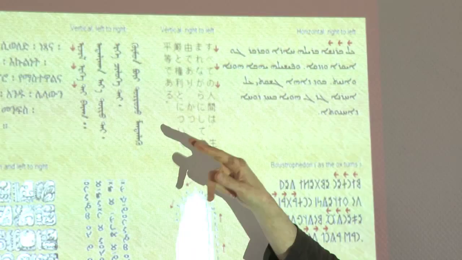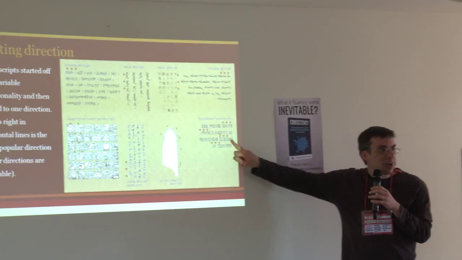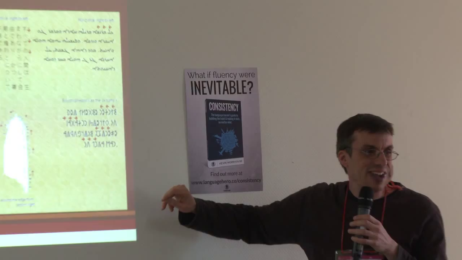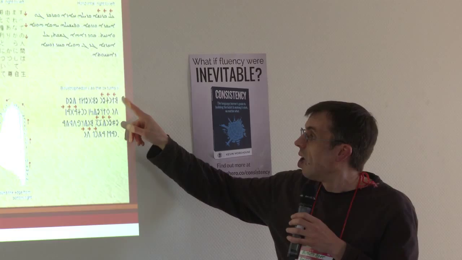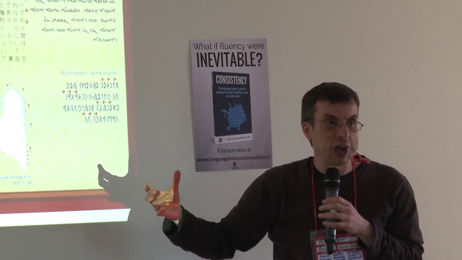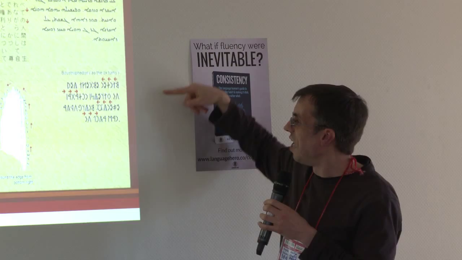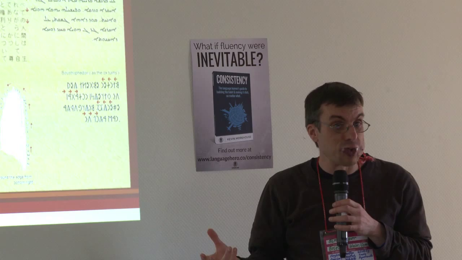But then you've got more unusual ones. This one, anybody recognize this one? Yes. This is Hungarian runes. This is an old script that was used in Hungary. And it's written in a style called boustrophedon, which comes from a Greek word meaning as the ox turns. So this goes this way, this way, this way, this way. And some early scripts, like ancient Greek and even early Latin, was written like this.